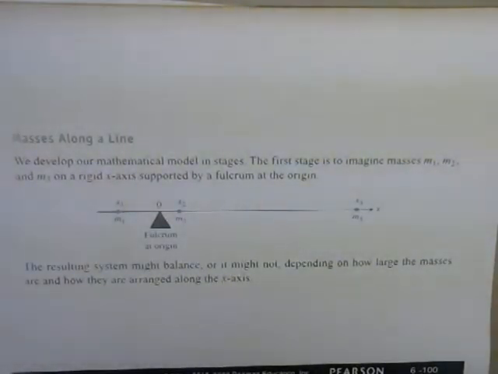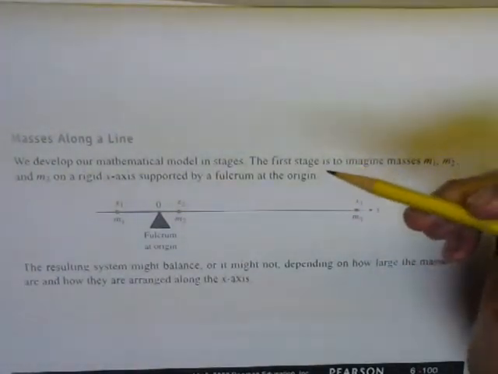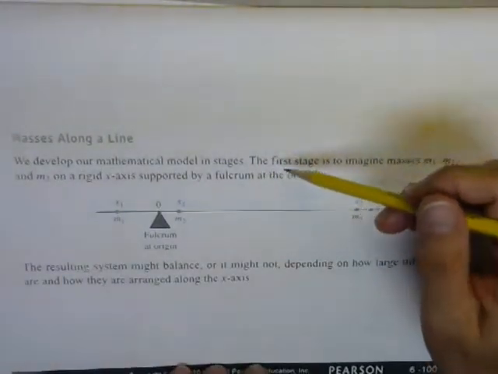We're going to develop our mathematical model in stages here. And the idea basically is that we're trying to find centers of mass. So if you have something balancing on, say, a seesaw or teeter-totter, we want to place things in such a way on a balance so that they balance out. So let's talk about the one-dimensional case first. This will be the first stage.